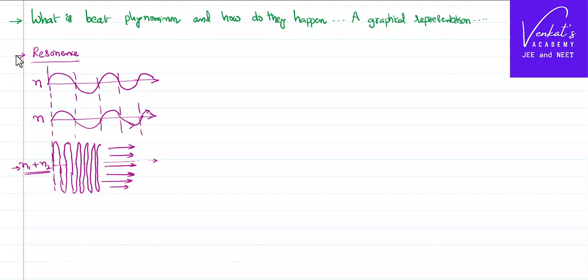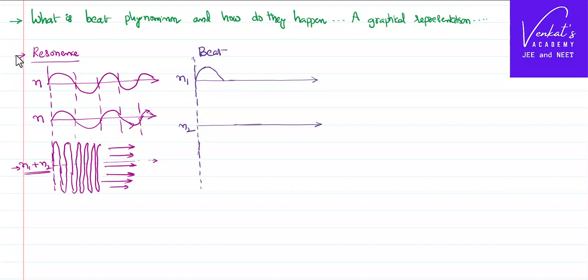Now let's talk about the other phenomenon that we are discussing in today's class, that is the beat phenomena. Well, beat is slightly different from resonance. How is it different? Let me try to explain. As I told you, in the first case of resonance, the two waves are of the same frequency. But in the case of beat phenomena, the waves are not exactly the same frequency, but have slightly different frequencies. That is frequency 1, and this is frequency 2. They are slightly different. Let me tell you what I mean by slightly different.